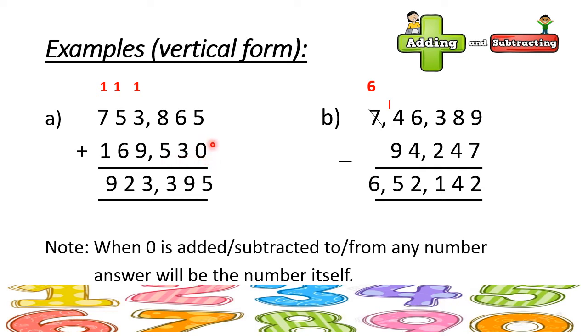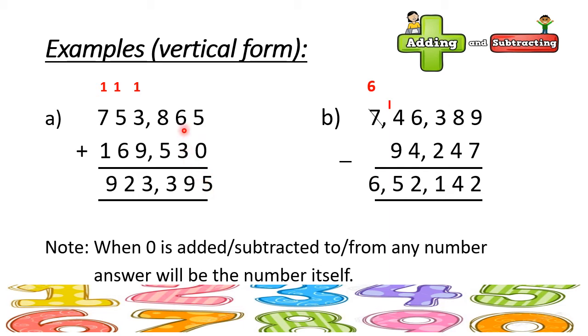You know very well from our place value chart, this is the ones column, this is the tens column, this is the hundreds column, this is the thousands column, this is the ten thousands column, and this is the hundred thousands column. So when we start adding or subtracting, we always start from the ones column. In the ones column, we have 5 and 0. 5 plus 0, the answer will be 5.